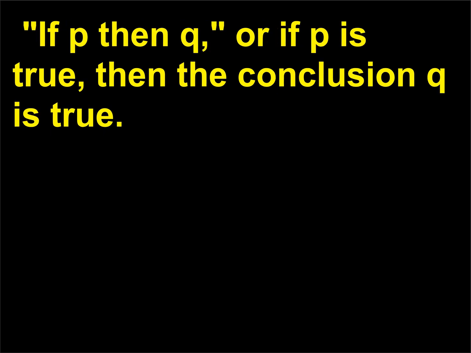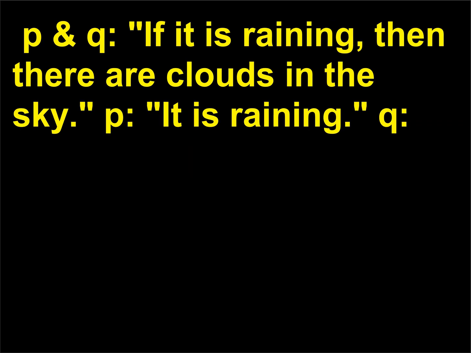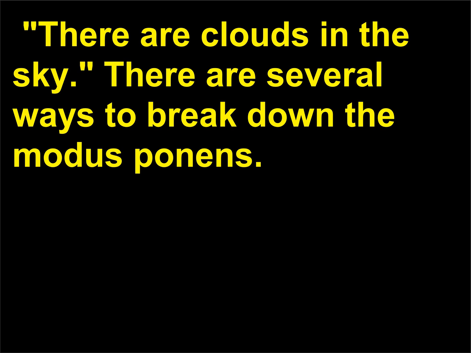If P then Q, or if P is true, then the conclusion Q is true. It is often seen as the following: if P, then Q; P; therefore, Q. To see this another way, P and Q: if it is raining, then there are clouds in the sky; P, it is raining; Q, there are clouds in the sky.